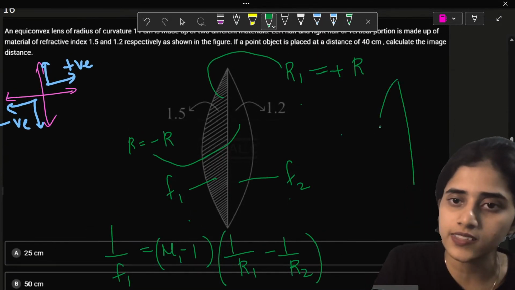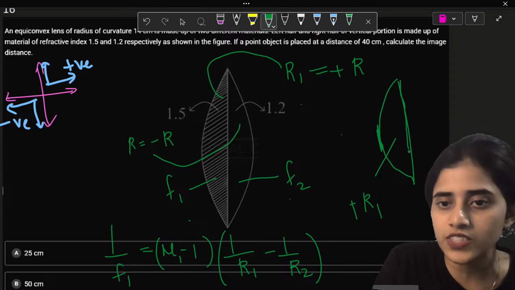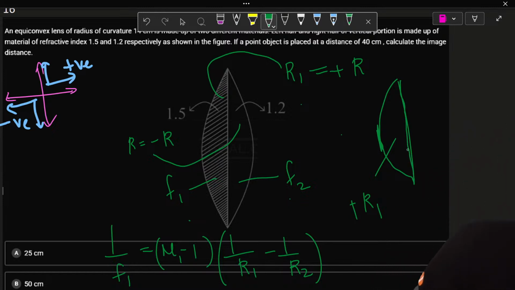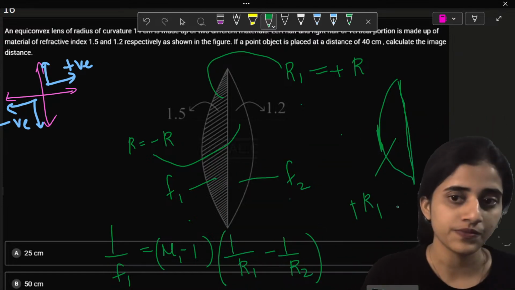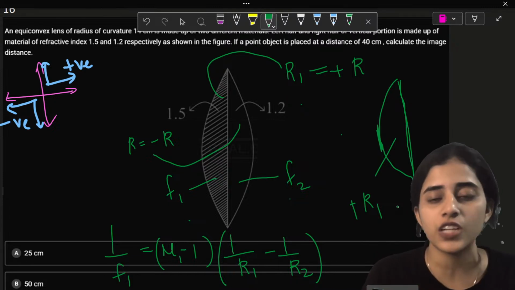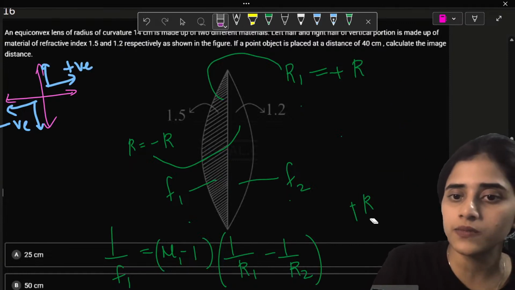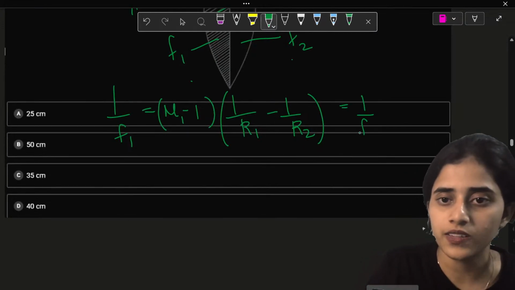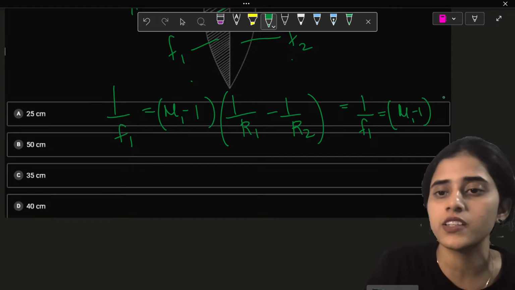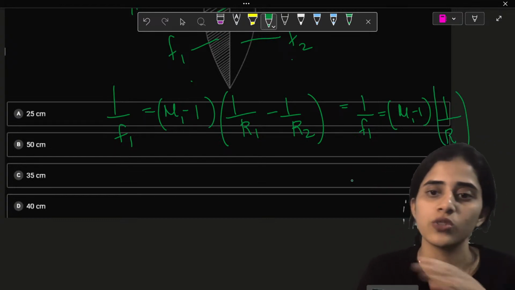If this is the lens, R1 is positive because of the first surface. R2 is because of the straight surface. A flat surface is considered to be part of a sphere with an infinite radius of curvature. Any flat surface will have a radius of curvature of infinity. That's the property of a flat surface. So R2 is infinity. So 1 by F1 is equal to (mu1 minus 1) into 1 by R, because R2 is infinity and 1 by infinity is 0, so you cancel that off.